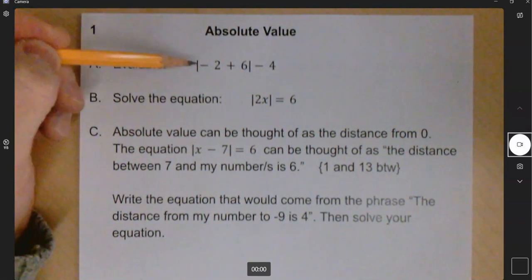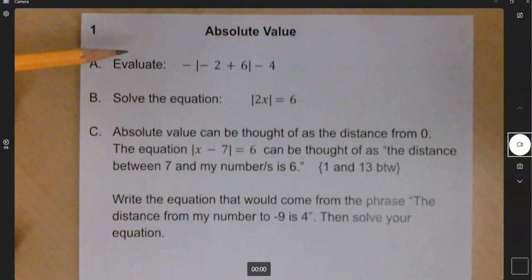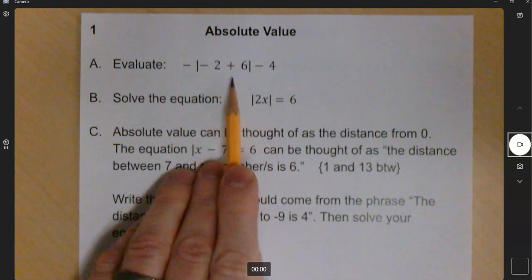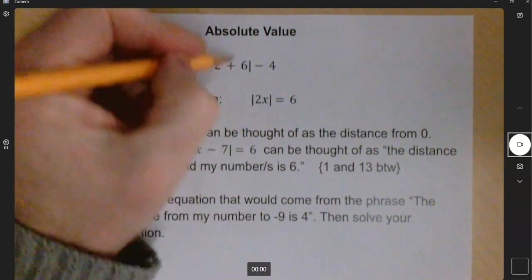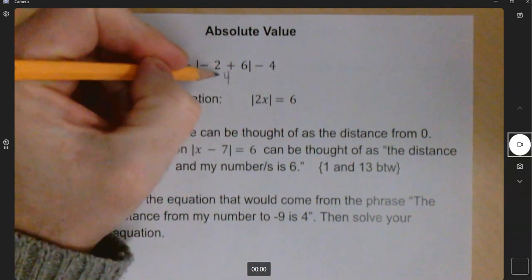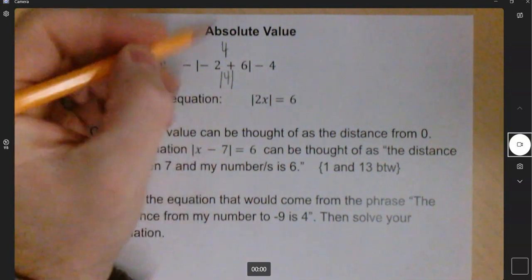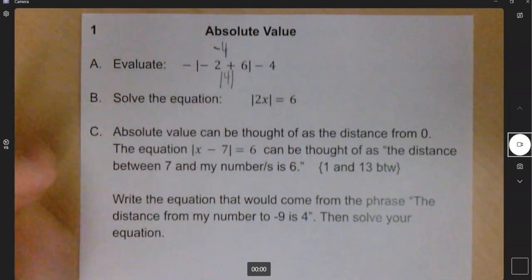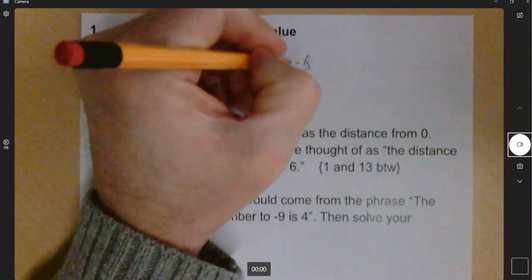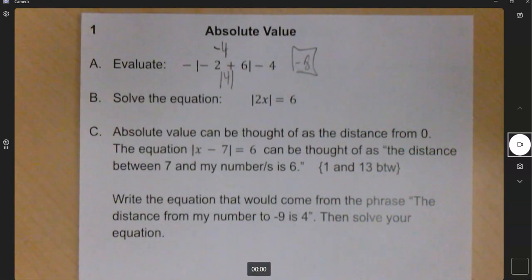I'm going to go ahead and start. I'm going to treat these kind of like parentheses. We don't always treat them like parentheses, but in this case, I'm just going to do the inside first. -2 plus 6 is 4. Next, I'm going to take the absolute value of 4, which is just 4. Then the opposite of that, the -4, minus another 4. This first one should be -8. Awesome. Moving on. Next one.